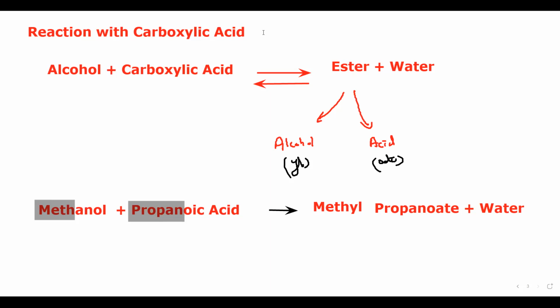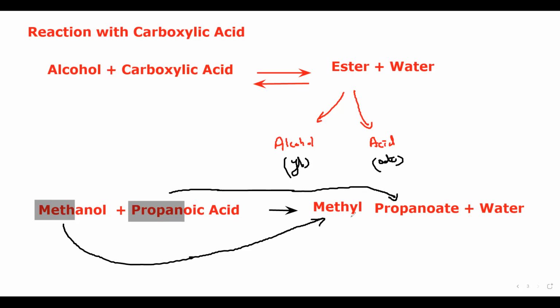So whenever alcohol reacts with carboxylic acid, it gives an ester plus water. So how to know which ester is formed? The first name of the ester is coming from alcohol. The second name is coming from acid. The name which is coming from alcohol should have YL, and the name which is coming from acid will have OATE. So it will become methyl propanoate. So if methanol reacted with propanoic acid, this results in the formation of methyl propanoate.